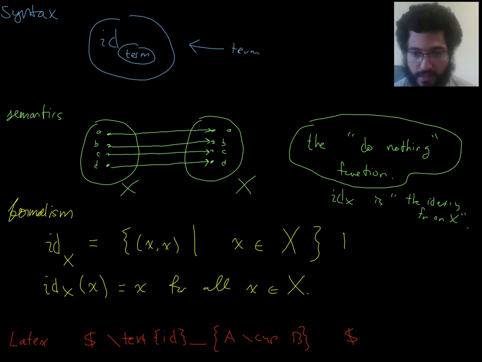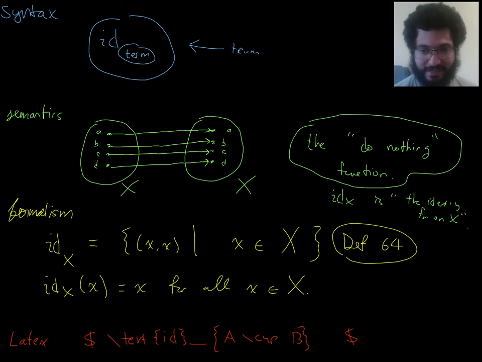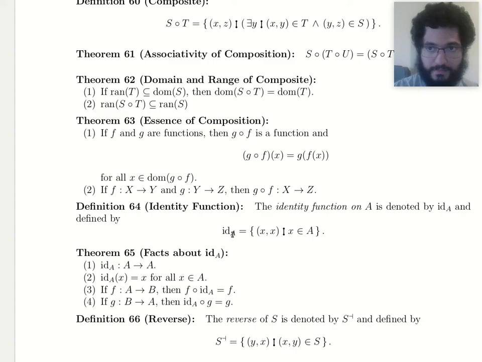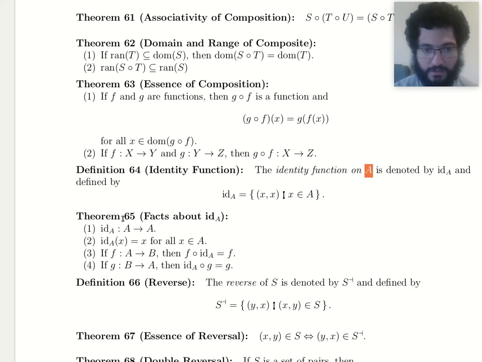So what we're looking at here is definition, sorry, I looked it up and instantly forgot it. It was definition 64. And moving on from here, let's prove some basic facts about the identity. We just got done defining the identity function on a set like capital A as this. So let's look at Theorem 65.